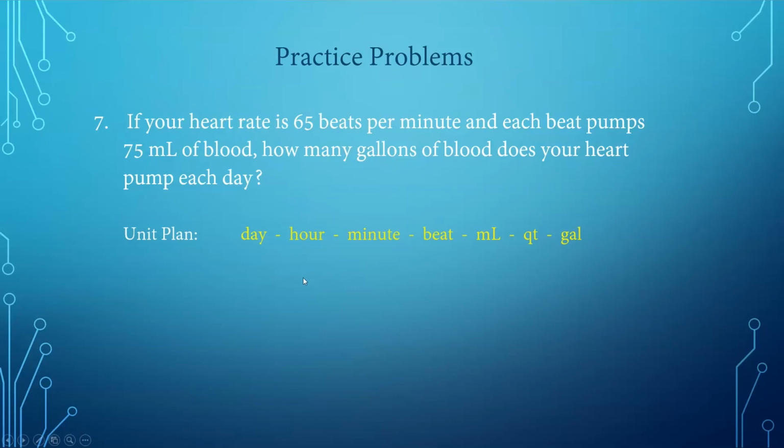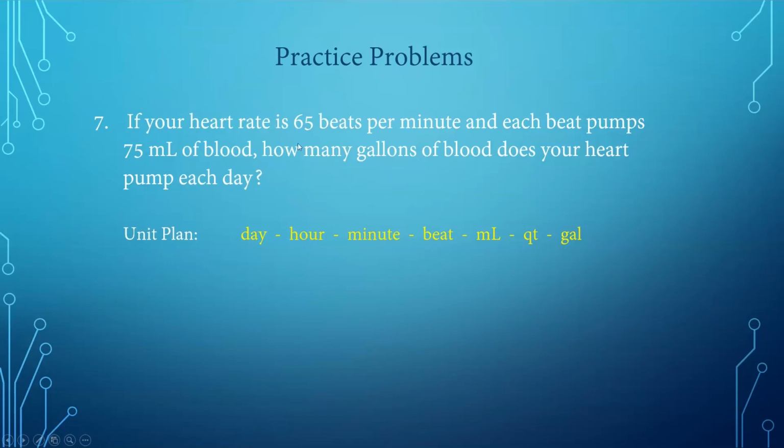So our unit plan will have to begin with days, because that's the question, and we want to find out how many gallons of blood can be pumped. Well, our heart rate is not based on days, it's based on minutes, 65 beats a minute. So the first thing we'll need to do is get days into minutes, and that's pretty simple. We'll go from days to hours, and then from hours to minutes.